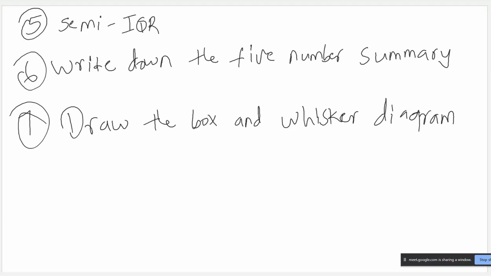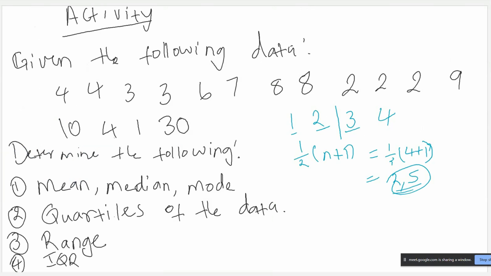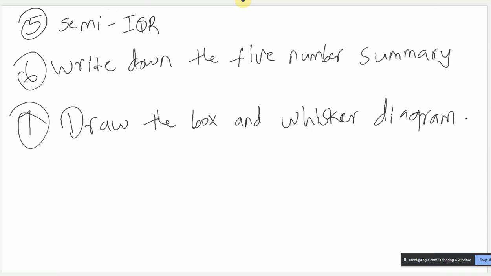All right, this is the activity. You will do that on your own time, when you are studying, or before you sleep or anything. Mean, median, mode, quartiles of the data, range, IQR, which means interquartile range, then semi-interquartile range, write down the 5 number summary, draw the box and whisker diagram. So we are done analyzing data in an ungrouped data.